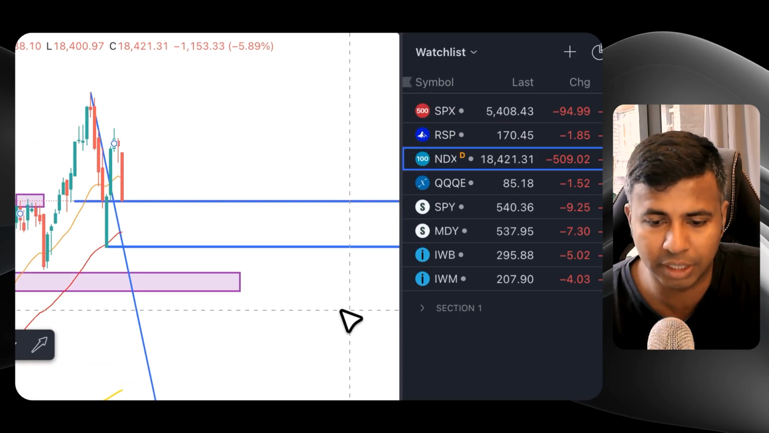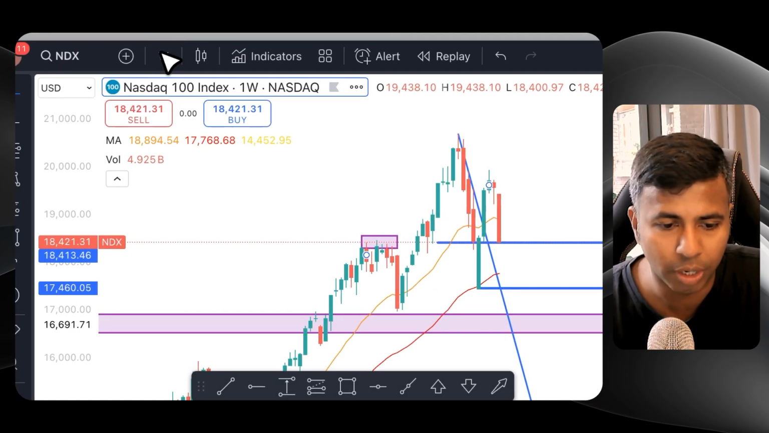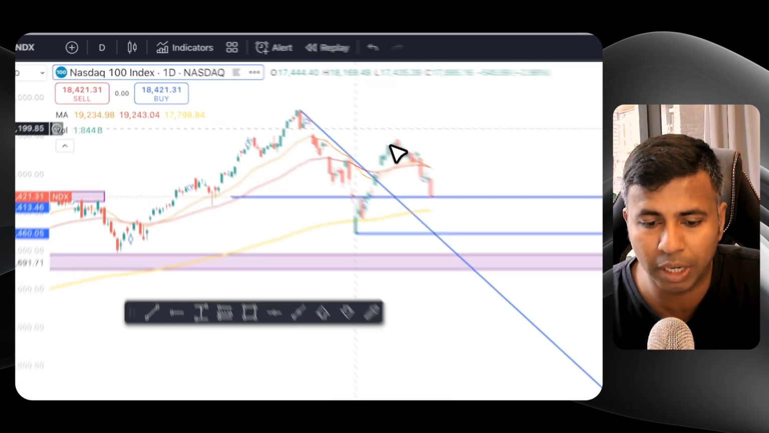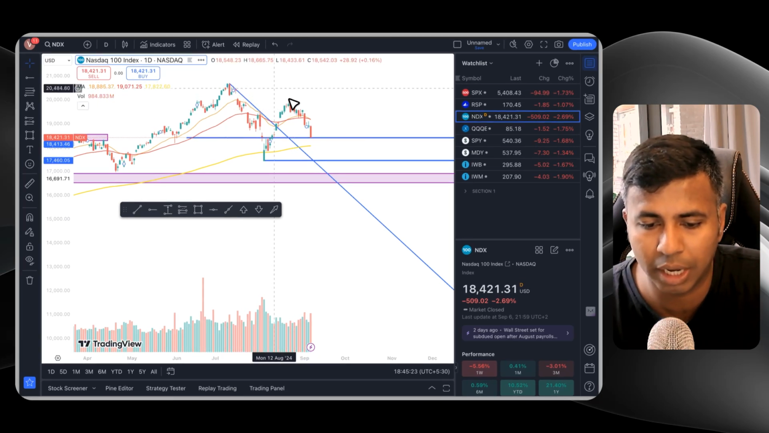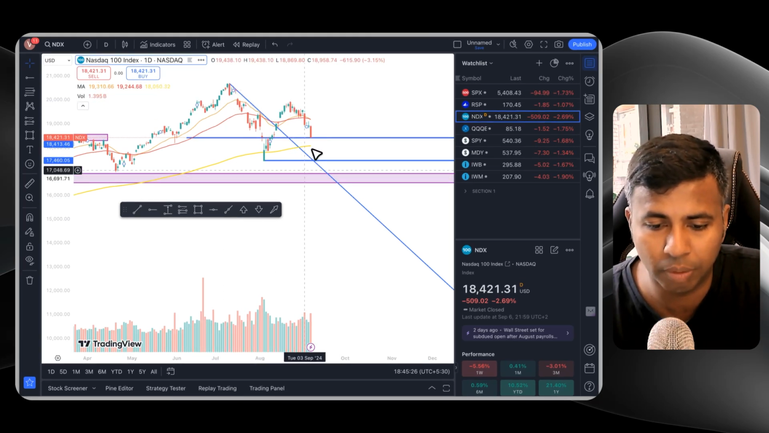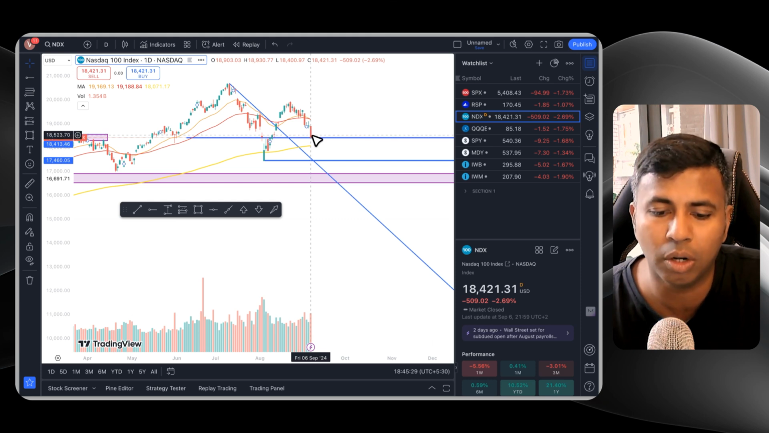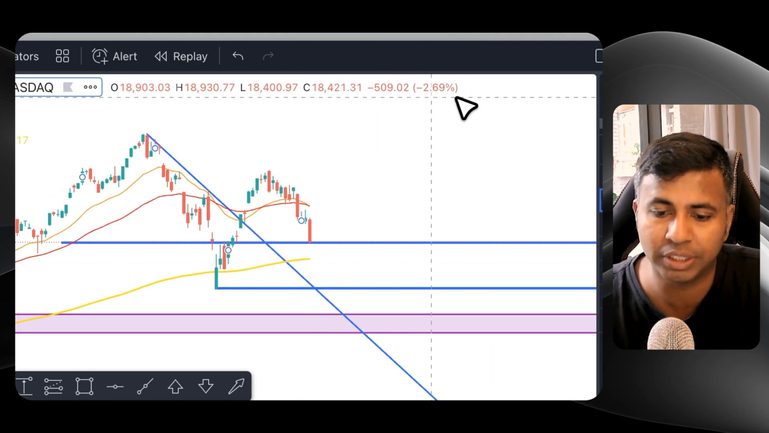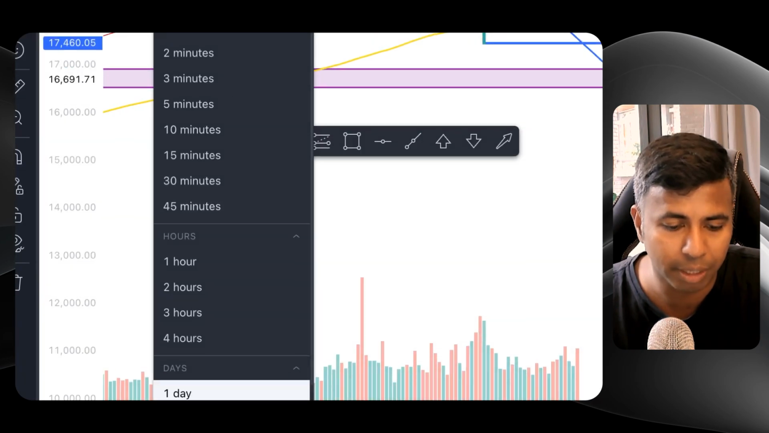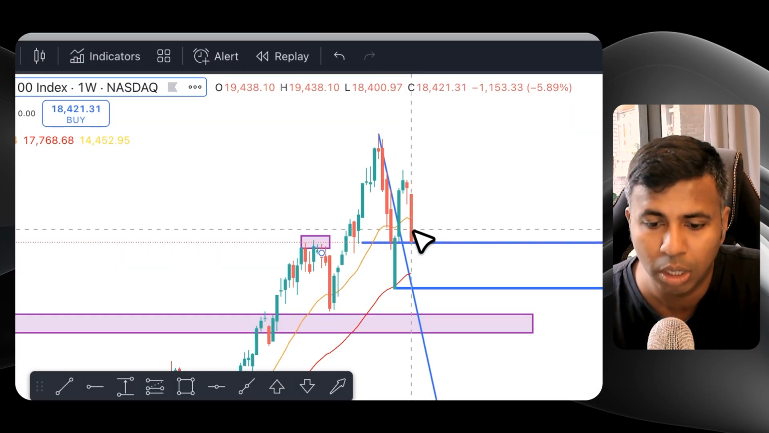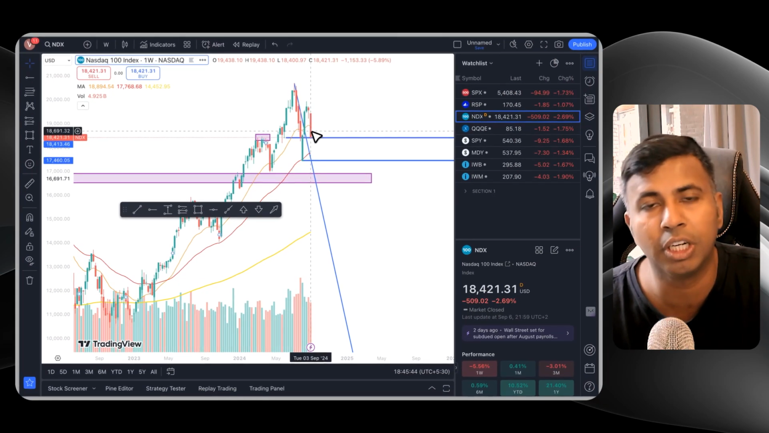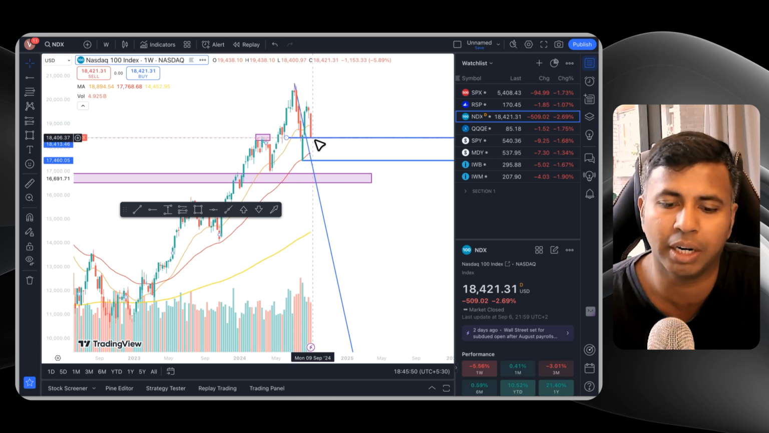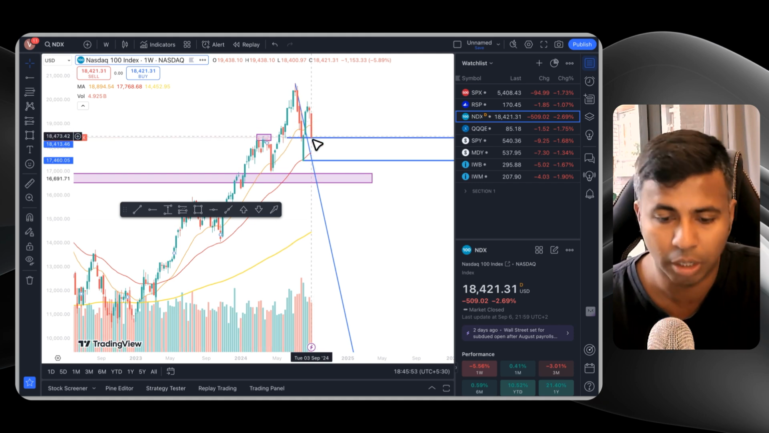Now let's look at the NASDAQ 100 index on a daily time frame. The story is pretty much the same. We are making lower highs, like the S&P 500 index as well. On Friday the NASDAQ index dropped around 2.69%, and on a weekly time frame basis we lost close to 5.89%, which is a significant move. For an index to drop 5.89% in one week is a pretty significant down move.